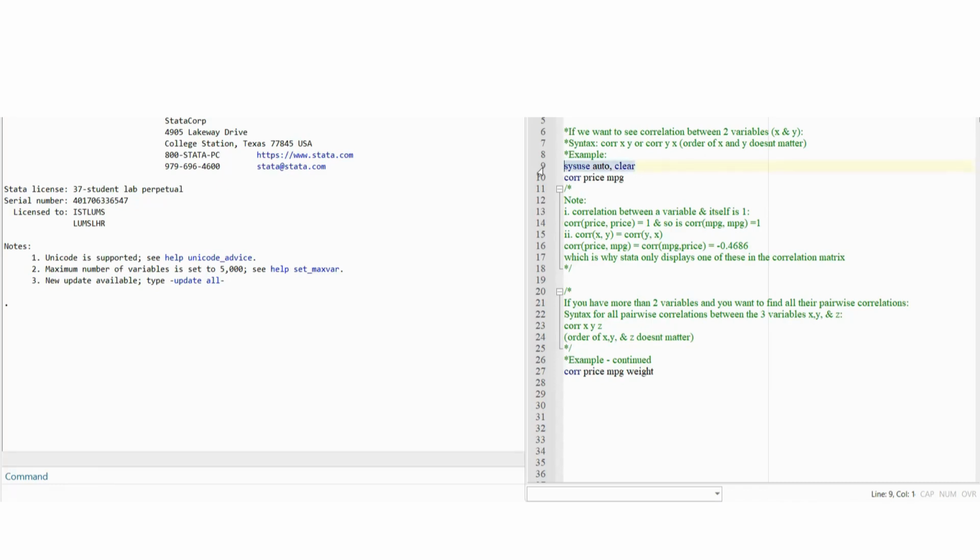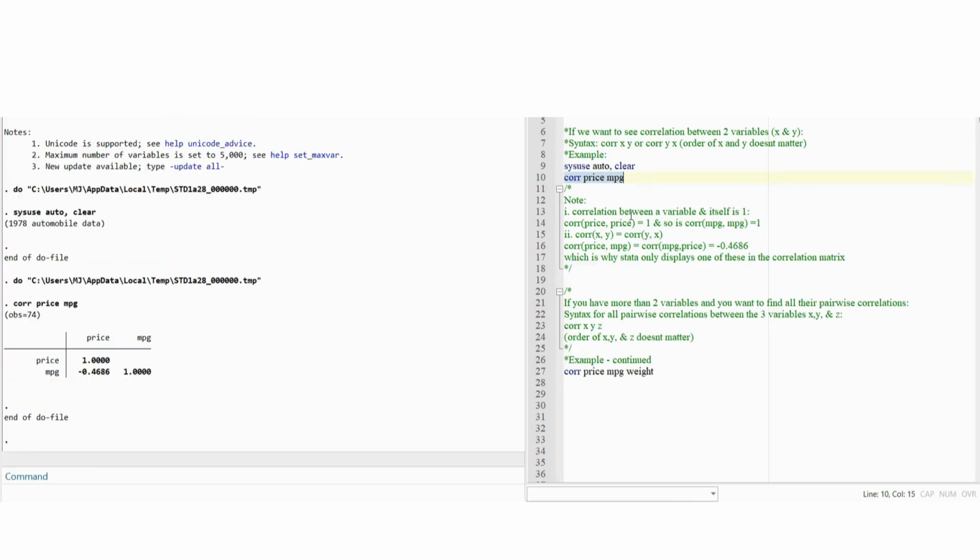So let's look at an example from the auto data set. If I want to find the correlation between price and MPG, we'll do correlation price MPG, or you can do correlation MPG price, it doesn't matter. Oh, sorry, Ctrl+T. Now, a couple of things to notice. Stata is showing this correlation matrix between price and MPG.